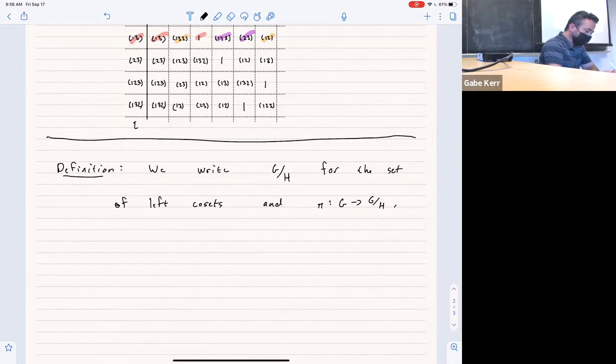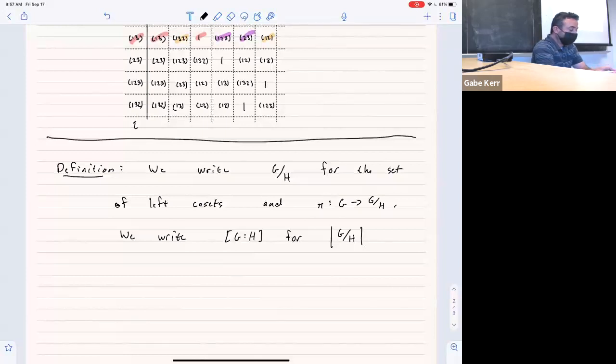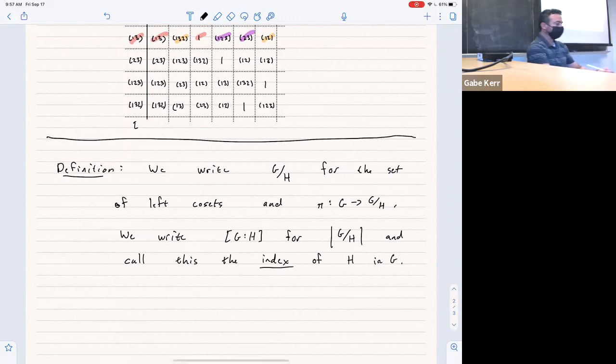We also write G over H in absolute value bars. This is kind of strange notation, although it's sort of set in stone, for the cardinality of this partition, so the number of left cosets. We call this the index of H in G. That's the word.